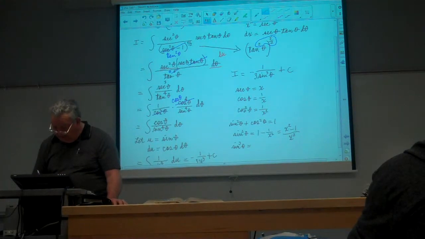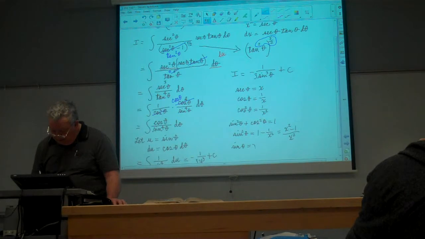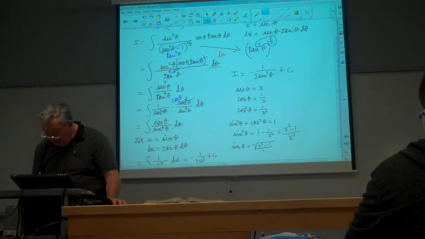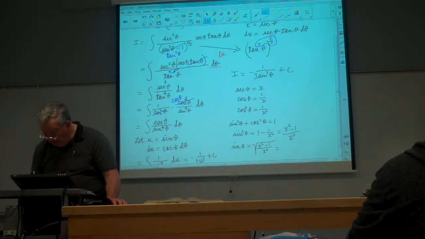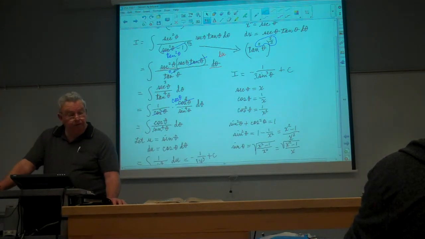Then sine cubed theta is equal to... before I do cube, sine theta is equal to the square root of x squared minus 1 over x squared, which is equal to x squared minus 1 over x. Is that right?